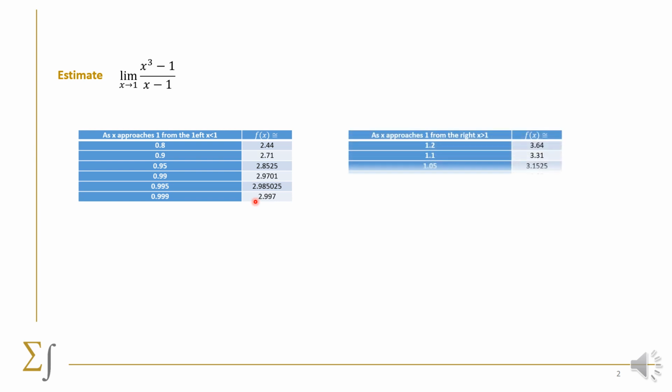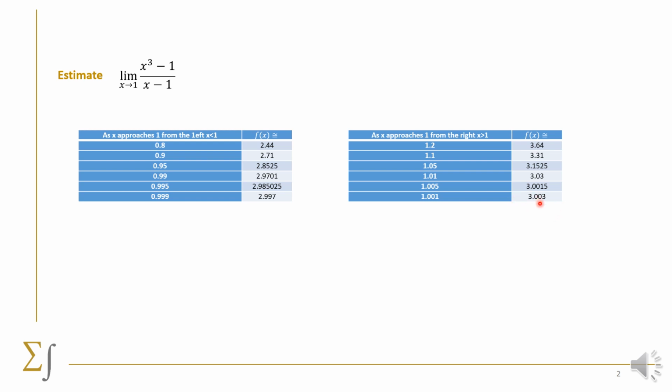Now we do the same thing, but as x is greater than 1, we take 1.2, we find the corresponding f of x, 1.1, we find the corresponding f of x also, and so on, reaching 1.001, and we calculate the corresponding value for f of x. Again, getting closer and closer to 1 from the right side tells us that f of x still is getting closer and closer to the value of 3.